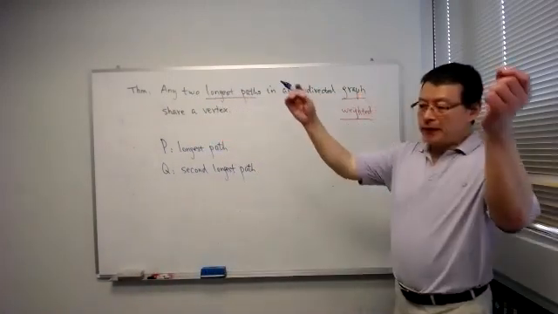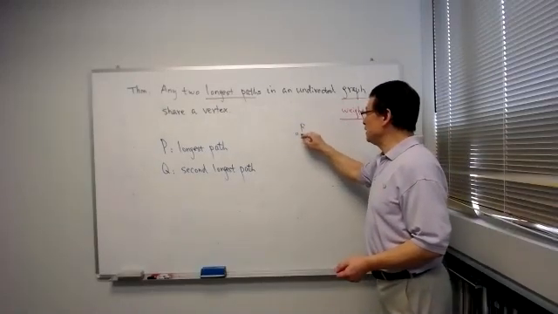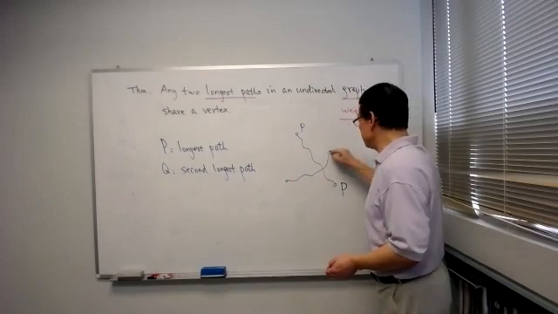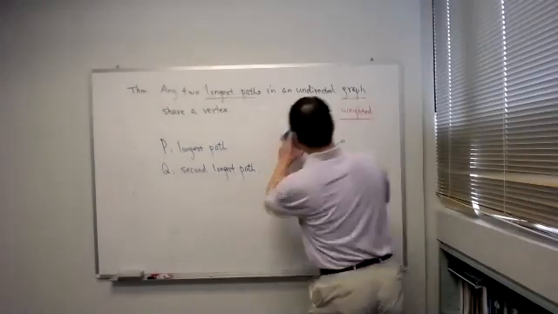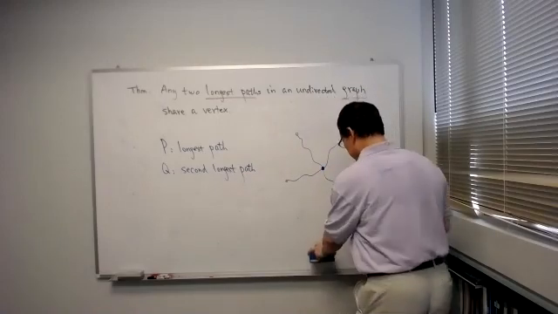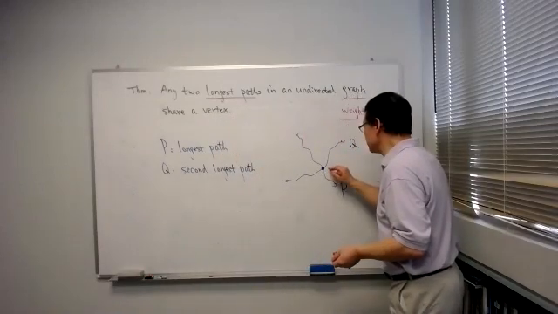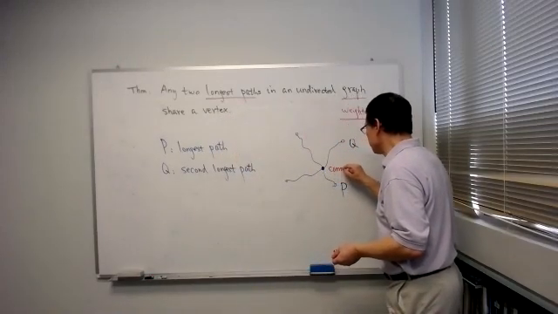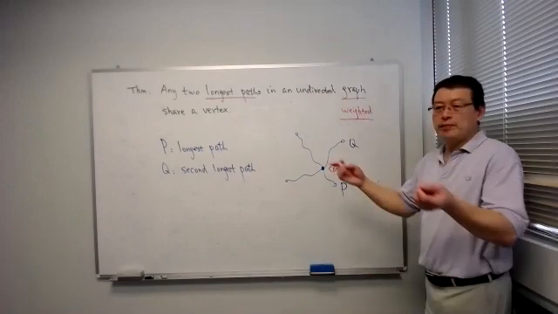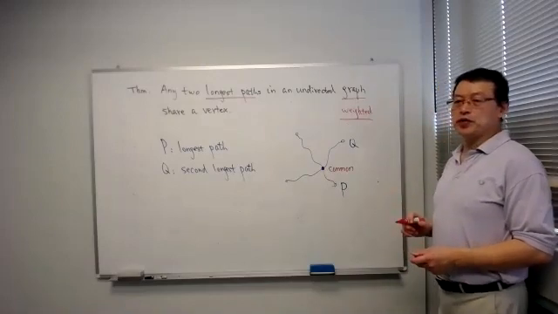Now we have a longest path and a second longest path. We want to show that if this is P and this is Q, somehow they have to cross. So they must share a vertex. That's the meaning of the theorem. So this one is a common vertex. So you must have this situation. They can share more than one vertex. All right, so that's what we want to prove.